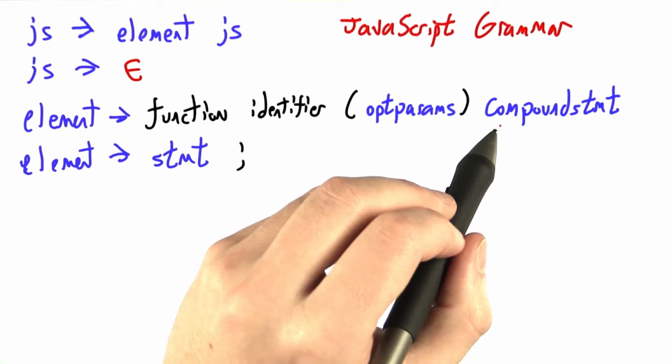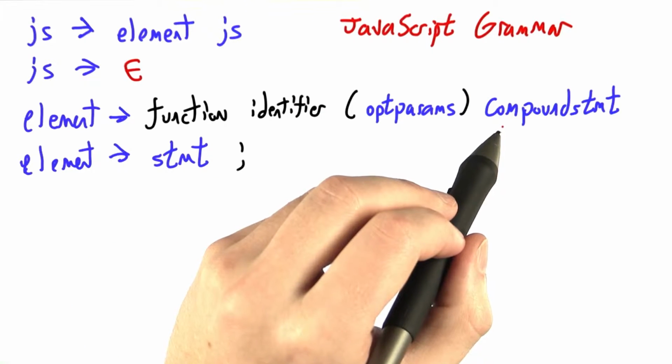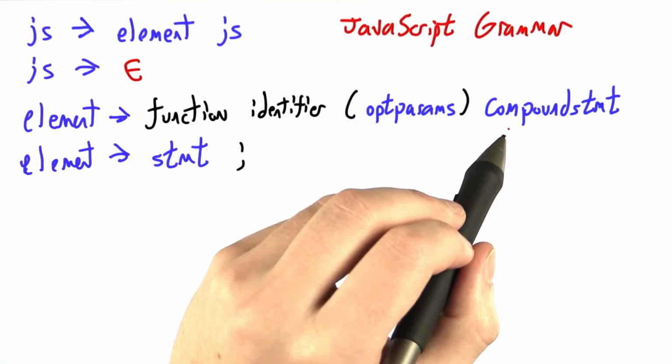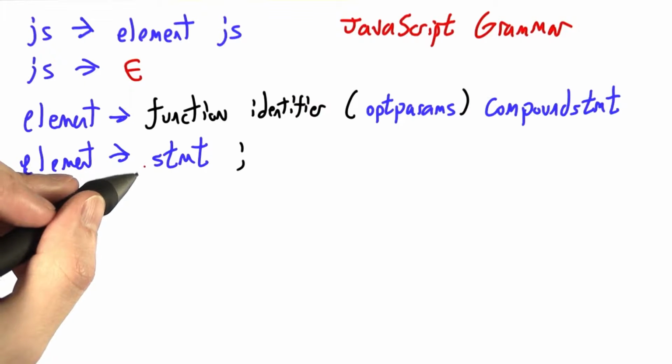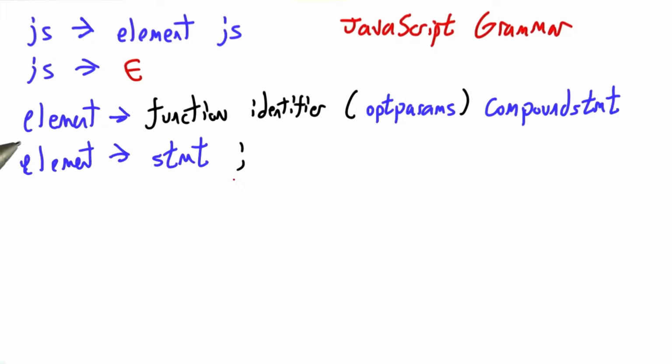And then the body of a function is just a compound statement, which we've already seen. That's a list of statements terminated by semicolons. You can also just have statements at the top level, like print hello if you're testing things out. Any statement you want, followed by a semicolon.